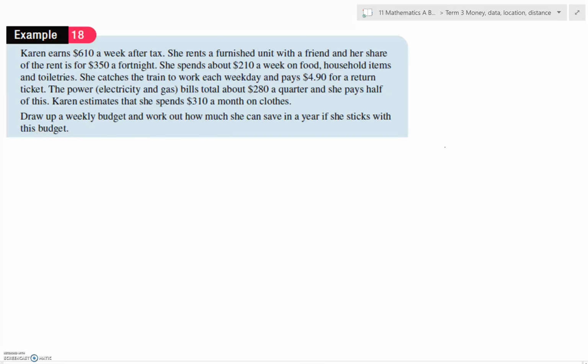Okay, so let's do the last example. Now this one is going to be an income and expenses budget together, which is really common to do it that way. If you wanted to do a personal budget, this is the way you would do it. And this is pretty much what this type of question is. So let's read through it.